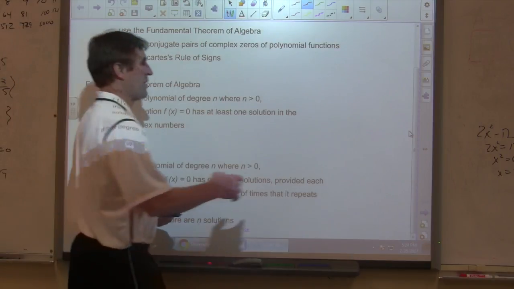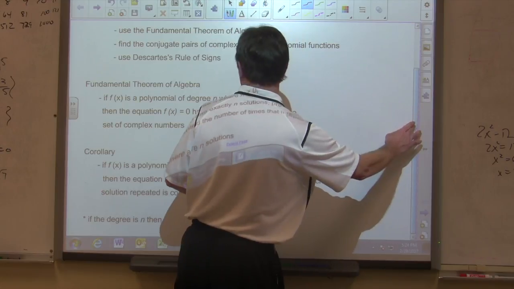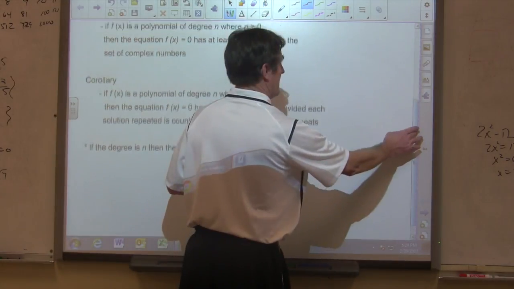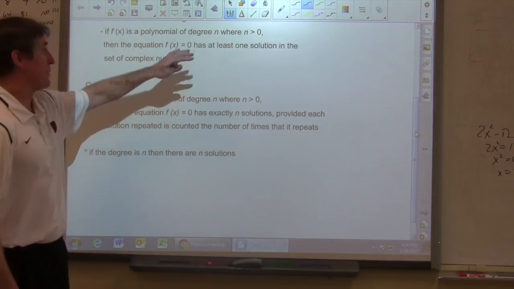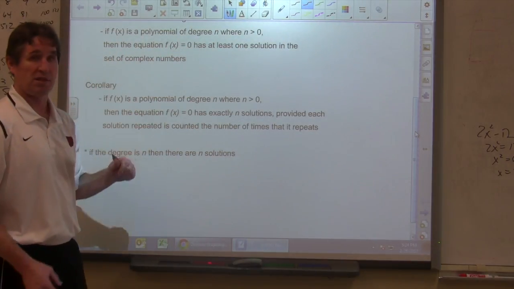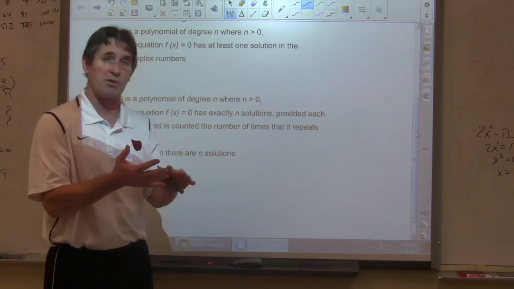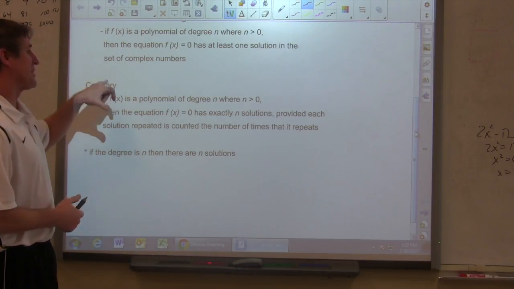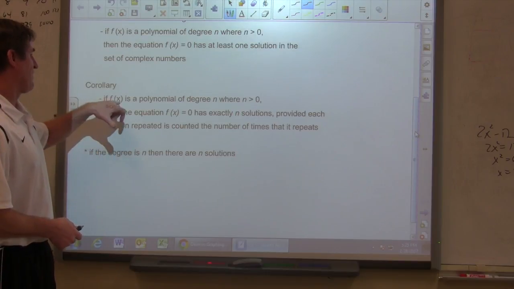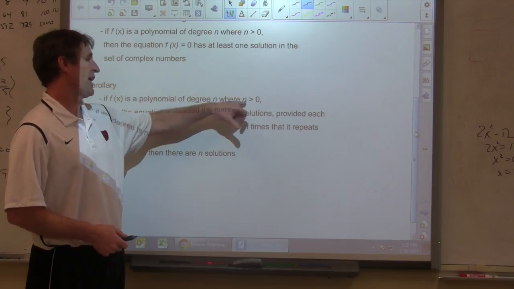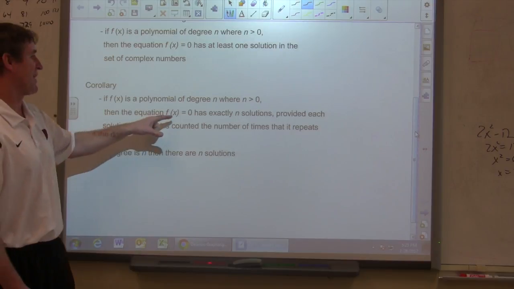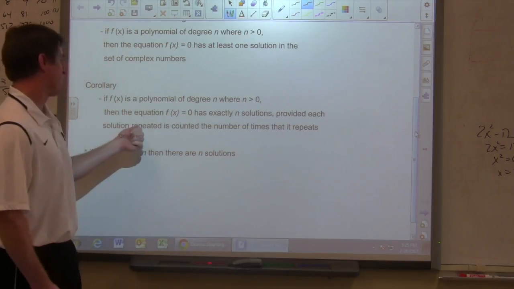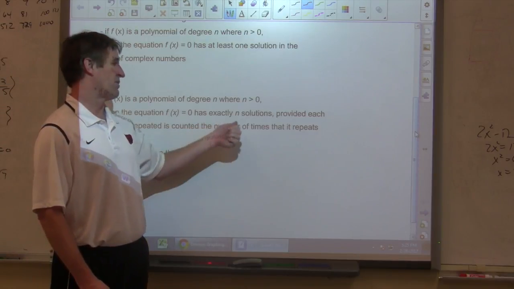The important thing is that this was the first thing discovered: if it had a degree n, there was at least one solution in the complex numbers, which remember means real numbers and imaginary numbers. The corollary is the real important one. If f of x is a polynomial of degree n where n is greater than 0, then the equation f of x has exactly n solutions, provided that each repeated solution is counted the number of times it repeats.